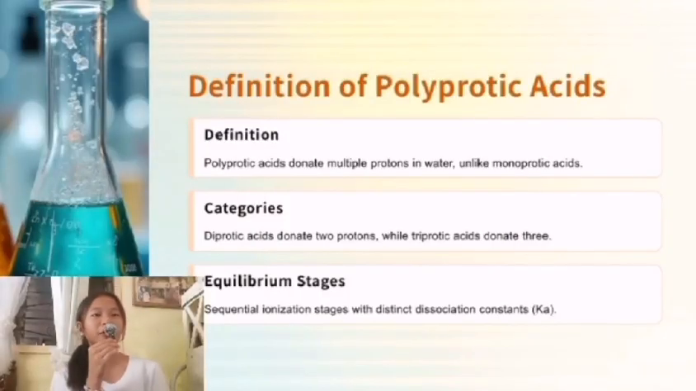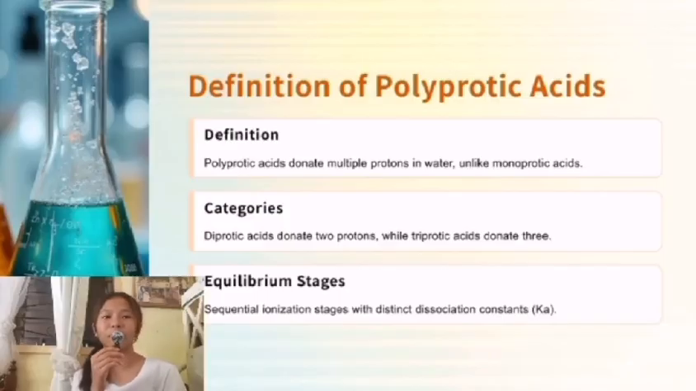So, polyprotic acids donate multiple protons in water, unlike monoprotic acids. Diprotic acids donate 2, while triprotic acids donate 3. In equilibrium stages, there are sequential ionization stages with distinct dissociation constants, or Ka.